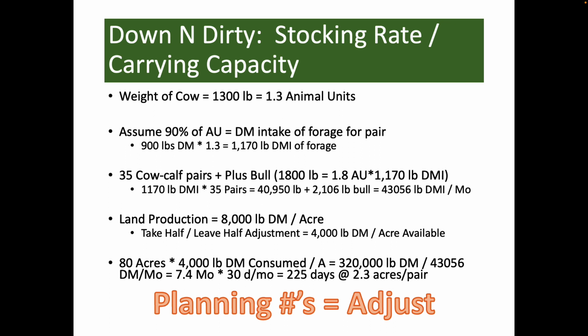So if we have 80 acres of pasture, right? Not just 80 acres on the farm, but 80 acres of pasture, times that 4,000 pounds of dry matter per acre, we get 320,000 pounds of dry matter. Divide that by the 43,056 that we calculated up here, 7.4 months. So multiply that by 30 days in a month. We get 225 days of grazing at 2.3 acres per pair.